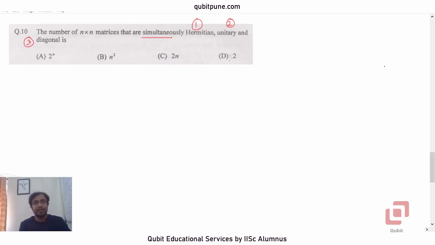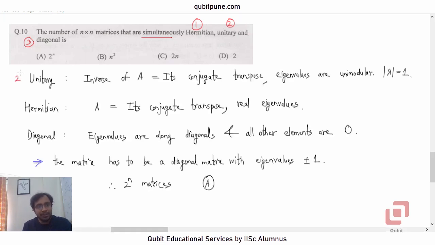To solve this problem, we will first write down the definitions of Hermitian, unitary and diagonal matrices. A unitary matrix has this characteristic that its inverse is equal to its conjugate transpose. So you not only take the transpose, you also take the complex conjugate of every entry. And when inverse is equal to its conjugate transpose, you call those matrices unitary matrices, and their characteristic is that their eigenvalues are unimodular.